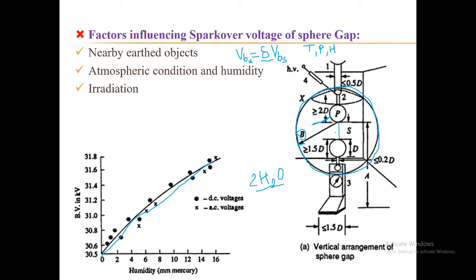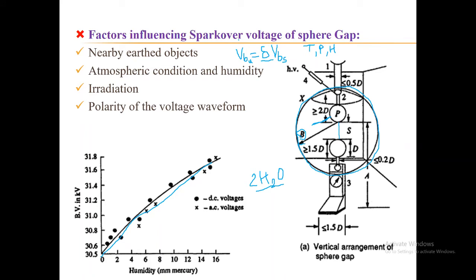Irradiation means that if there is an impact of radiation on the high voltage electrode, then it will assist the photoionization process. Under this situation, the high voltage value, or the spark-over voltage magnitude, reduces as the radiation energy increases.